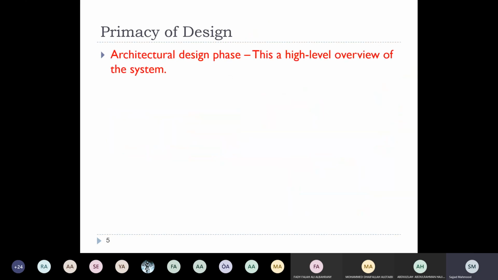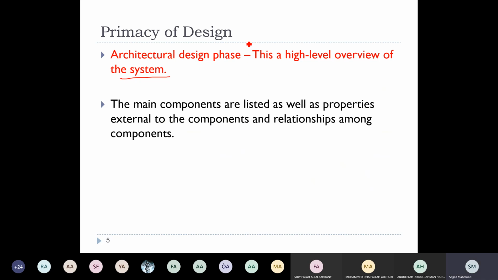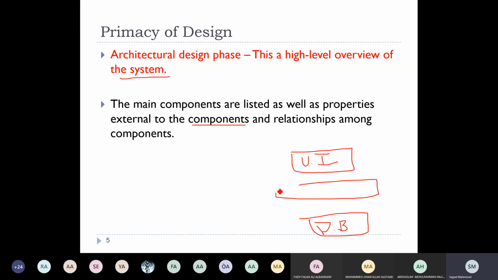What is an architectural design? Architectural design is a high-level overview of the system. Okay. So when we say component at an architecture level, we're talking about overview, high-level packages, components. Okay. And they are basically the components which tell you that my system consists of, for example, a user interface, and it has a database, and it has a set of business logic in it, right?